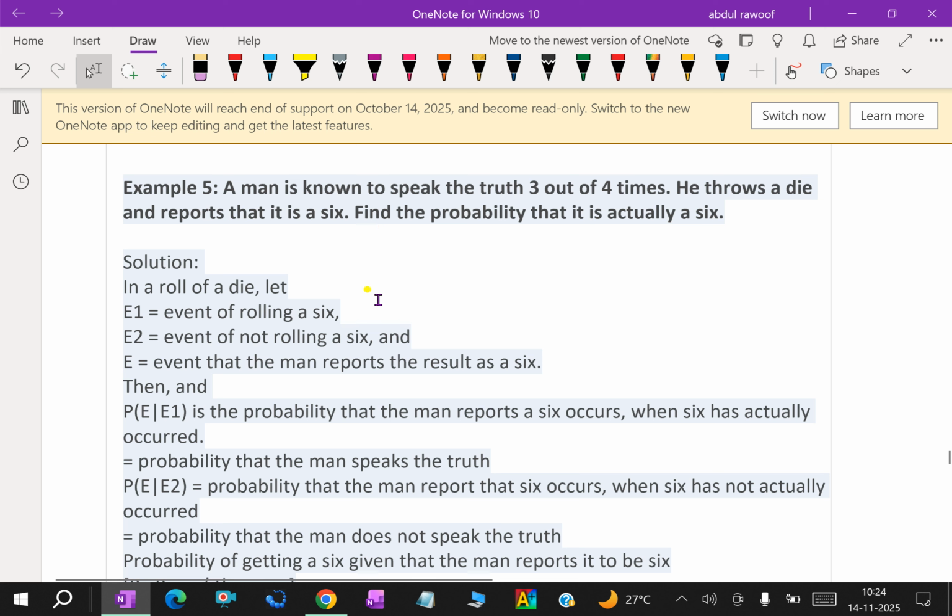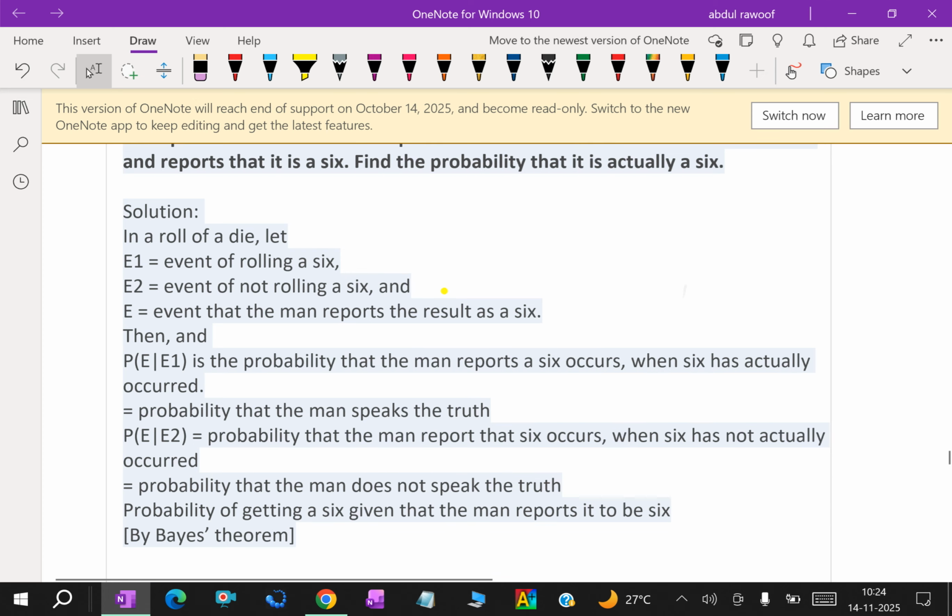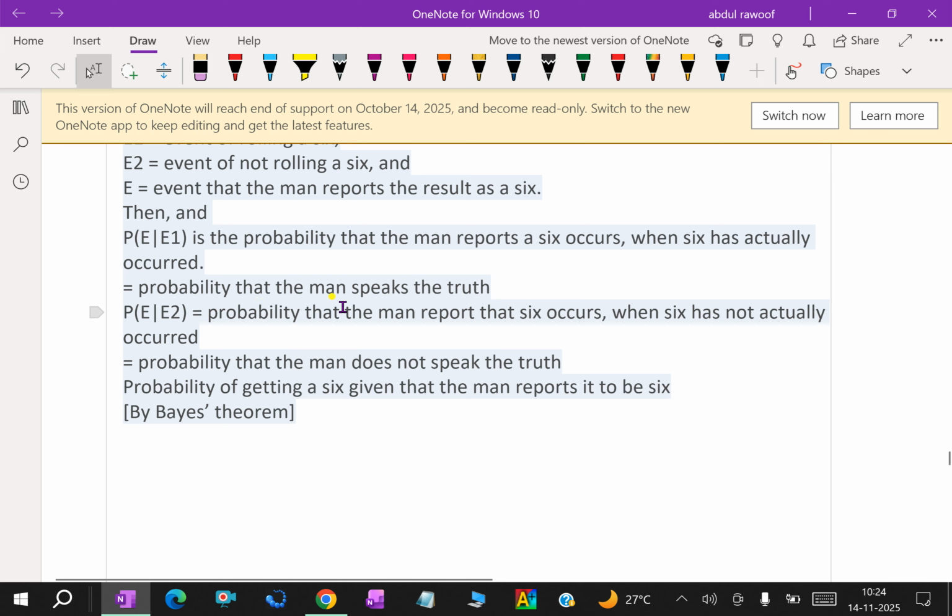In a roll of die, let E1 be the event of rolling a 6, E2 the event of not rolling a 6, both chances, that is true and lie. E is the event that the man reports the result as a 6. Then P of E over E1 is the probability that the man reports a 6 when 6 has actually occurred. That is true. The probability that the man speaks the truth. Second one, P of E by E2: the probability that the man reports a 6 when 6 has not actually occurred. That means the probability that the man does not speak the truth.